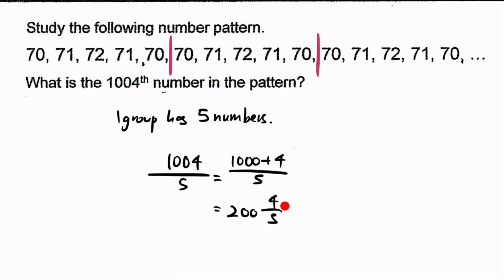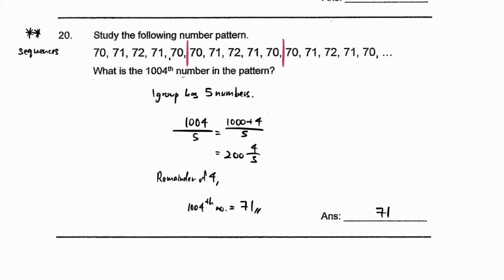Now, what does that mean? So eventually, we're going to get a group of 5. Imagine this is the 200th group of 5. And then the last one goes, okay, 1001, 1002, 1003, and 1004. Well, don't we have remainder 4? 4th number in the pattern. Therefore, the answer is 71. Remainder 4. Therefore, answer is 71.